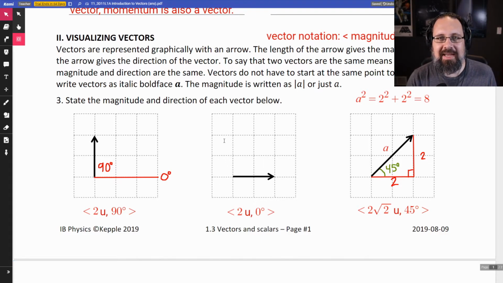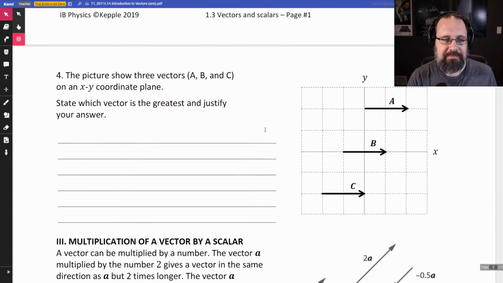So the way you state a vector is you give the magnitude and you give the direction. If you just give the magnitude, it's not a vector. You have to give the magnitude and the direction for vector quantities.